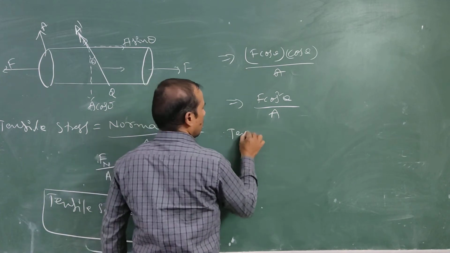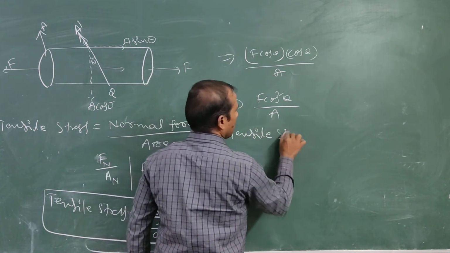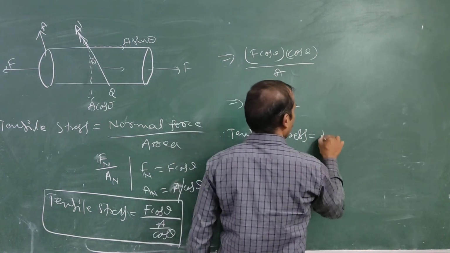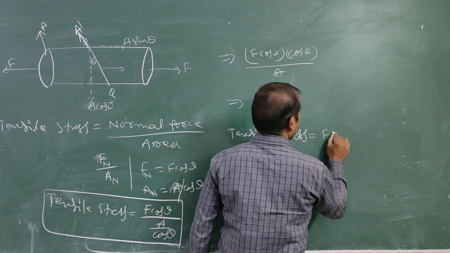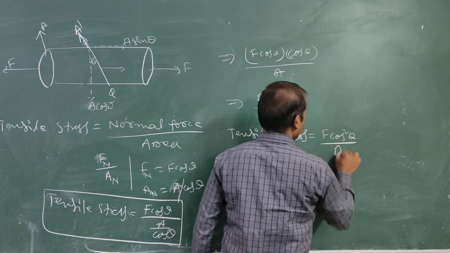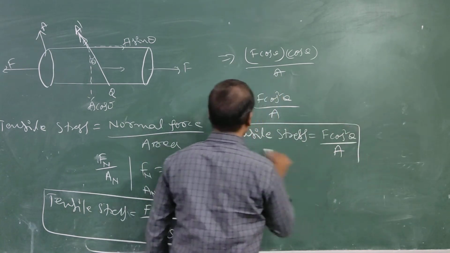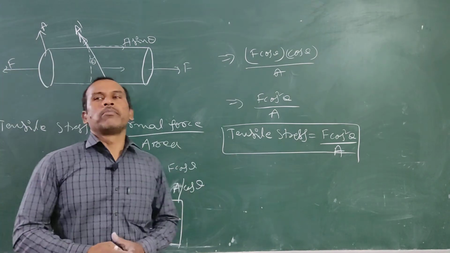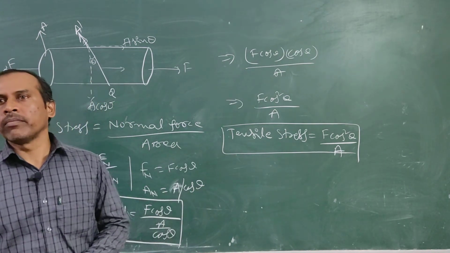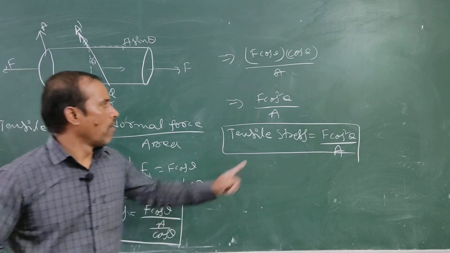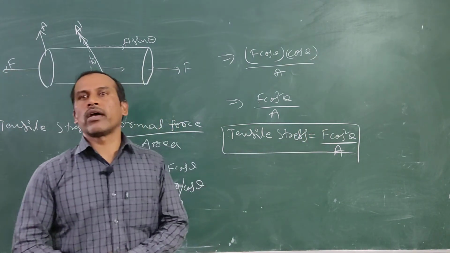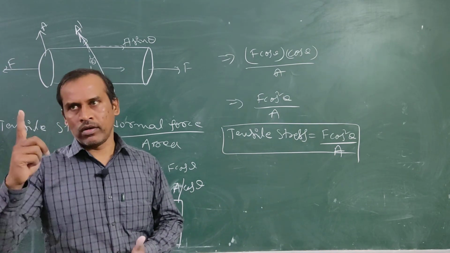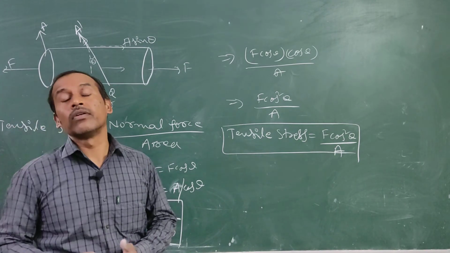Therefore, tensile stress is equal to force and cos square theta by area. This is a tensile stress. The tensile stress is maximum when cos theta is equal to 1.